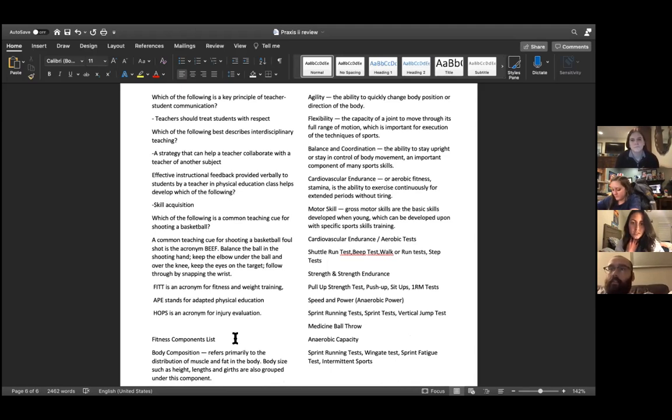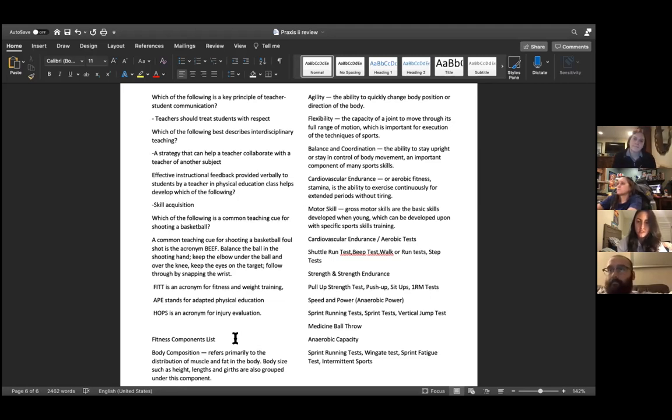Agility is the ability to quickly change body position or direction of the body. Flexibility is the capacity of a joint to move through its full range of motion, which is important for execution of the technique of sports. Balance and coordination is the ability to stay upright or stay in control of body movement, an important component of many sports skills. Cardiovascular endurance or aerobic fitness. Stamina is the ability to exercise continuously for extended periods without tiring.